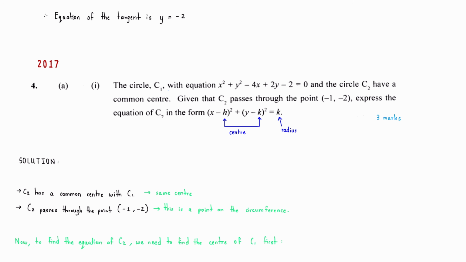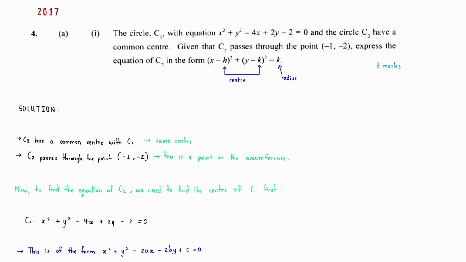Now, for 2017, for part A, part 1. All right, so again, the pattern. The circle C1 with equation x squared plus y squared minus 4x plus 2y minus 2 is equal to 0, and the circle C2 have a common center. Given that C2 passes through the point (-1, -2), express the equation of C2 in this form. Again, we're familiar with this form. This being the center, (h, k), and this would be the radius.